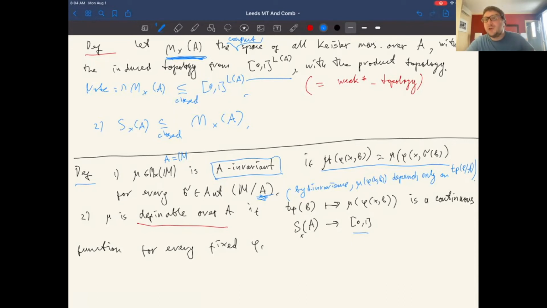Again, this corresponds to the usual notion of a definable type, if you're familiar with it. If our measure happens to be a type, then mu being definable is just the usual meaning of a type being definable. It's a little exercise to check this.